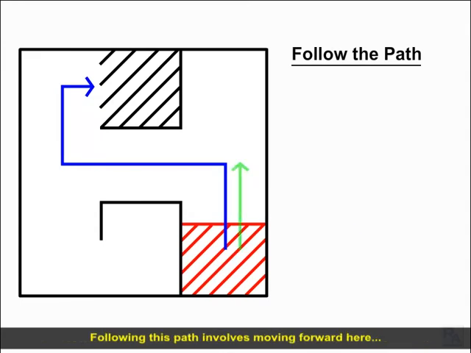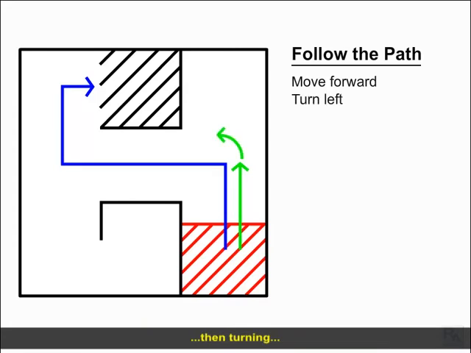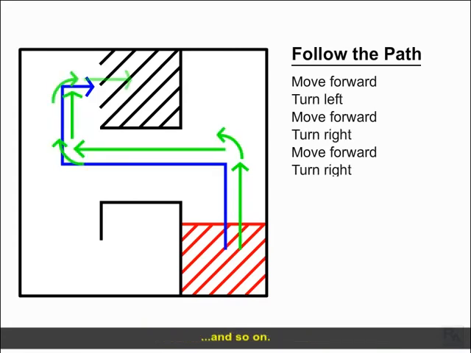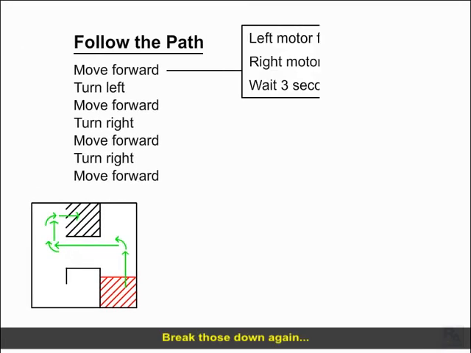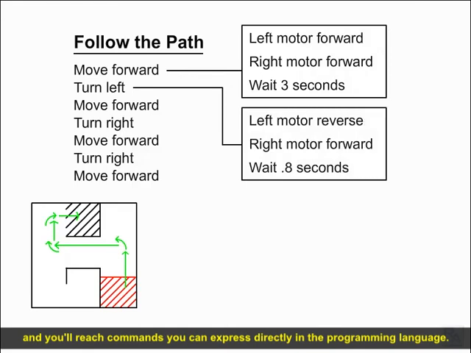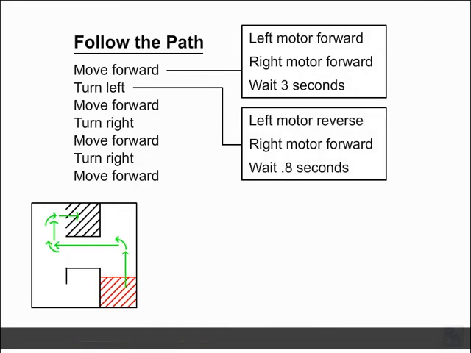Following this path involves moving forward here, then turning, then moving forward again, turning the other way, and so on. Each one of these smaller actions is also a behavior. Write them down as well, taking care to keep them in the correct sequence. Break those down again, and you'll reach commands that you can express directly in the programming language.